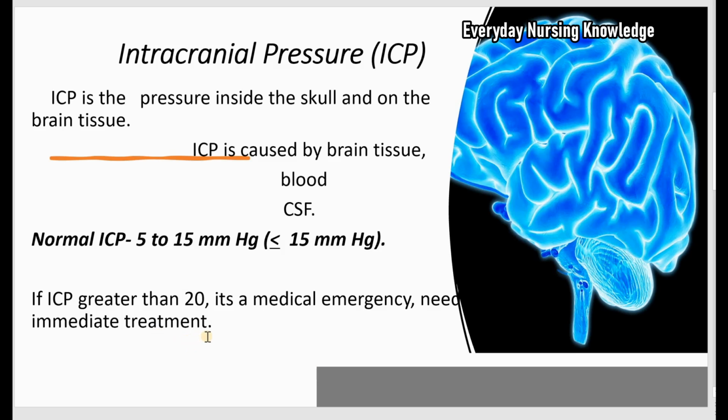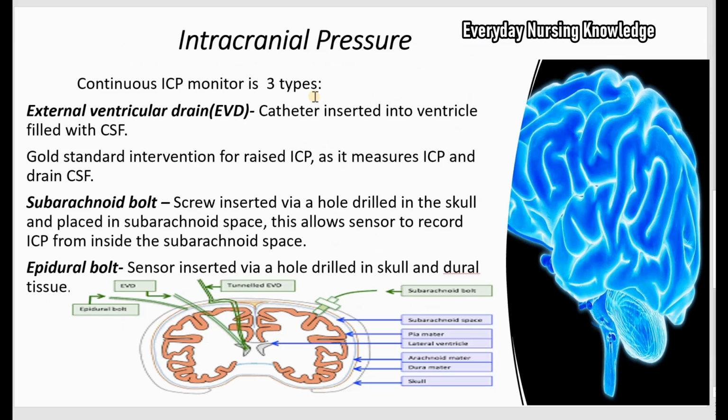Now, how do you monitor continuous ICP? There are 3 types of continuous ICP monitor, that is external ventricular drain, EVD, or the Bolt system. In external ventricular drain, a catheter is inserted into the ventricle. Ventricles are fluid-filled spaces within the brain and they're filled with cerebrospinal fluid, CSF. The advantage of EVD is you can measure the ICP as well as drain the CSF. So a catheter is inserted into the ventricle that is filled with CSF.